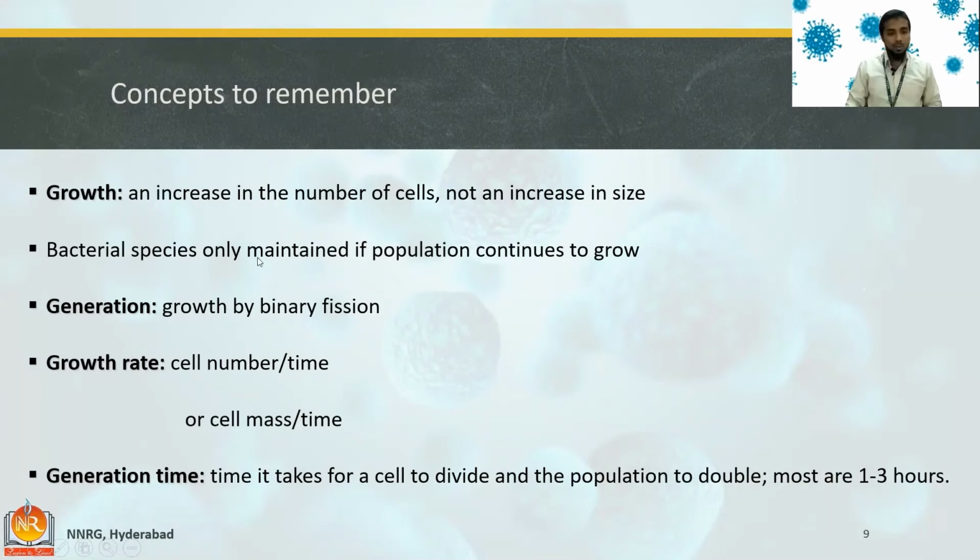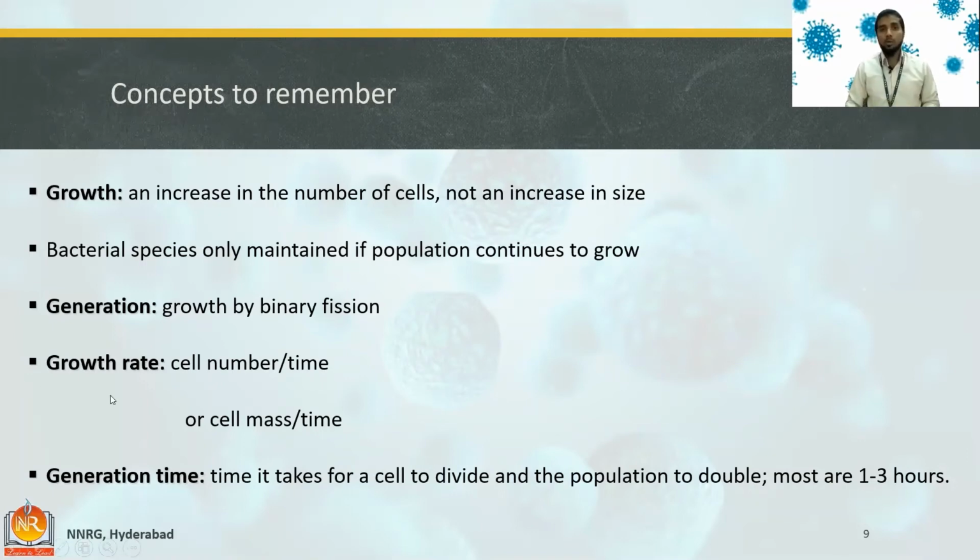Bacterial species are maintained only if the population continues to grow. If bacteria are present on the Newton medium, they will survive only if they are growing, because some bacteria will die and others will take birth. I mean, they will divide and form a newer generation, right? This way bacteria continuously grow, and only then can they be maintained. And generation, what is meant by generation? How are the bacteria forming? It is basically by binary fission. We'll see how binary fission works.